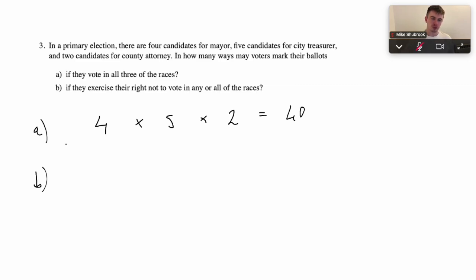And then secondly, if we exercise our right not to vote in any or all of the races, this just adds an extra option to each position. So there's the 4 candidates for mayor, plus the ability to not vote for anyone. So we just increase each one of these by 1. So now we have 5 times 6 times 3, which is going to be 5 6s are 30 times 3 is 90.